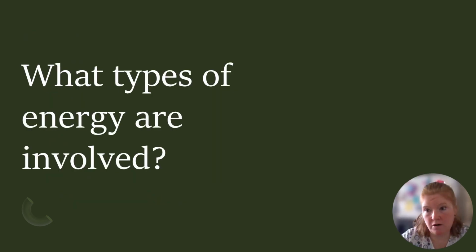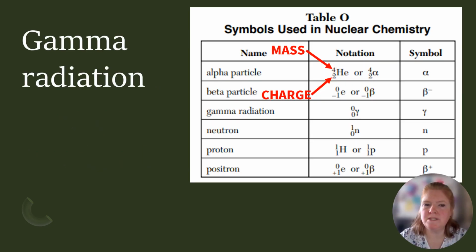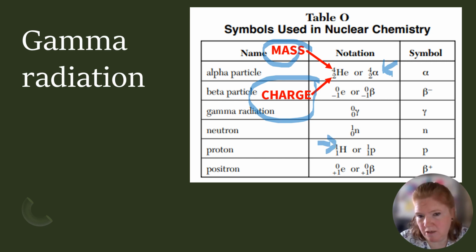What types of energy are involved? Well, again, table O is your go-to. And if you look here, you will see gamma radiation. How do I know that it's energy? Because the numbers on the top and the bottom are 0. So what you should know here is that the top number represents mass. Okay? The bottom number represents charge. In the case of helium and hydrogen, that also is atomic number. Okay, but for the other ones, it's going to represent charge. So mass and charge. Why does that work? Because protons have a positive charge, so it's also the charge attributed to the protons in the nucleus.